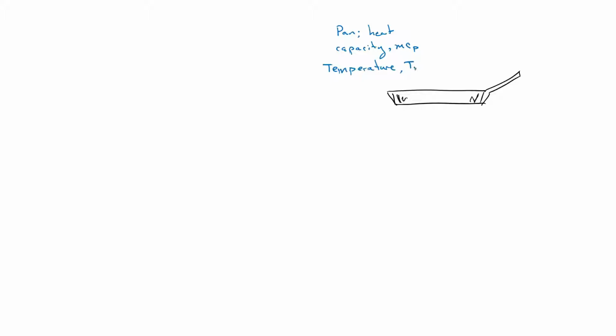Now let's take a look at the math that describes our measured results and our intuition. Here's my frying pan. My pan has some heat capacity, which is the mass times the coefficient of specific heat, and some temperature, which I'm going to call T sub B. I'm going to be adding some heat to the frying pan from my stove burner. That I'm going to call Q in.